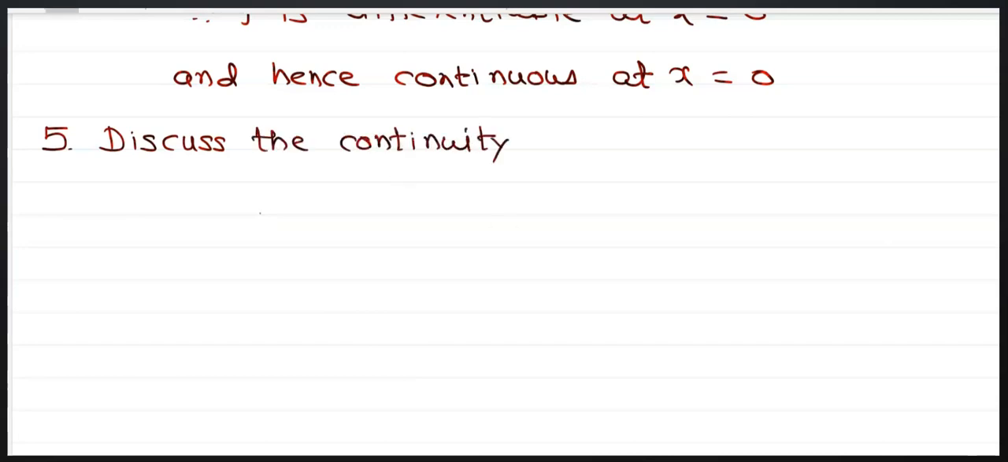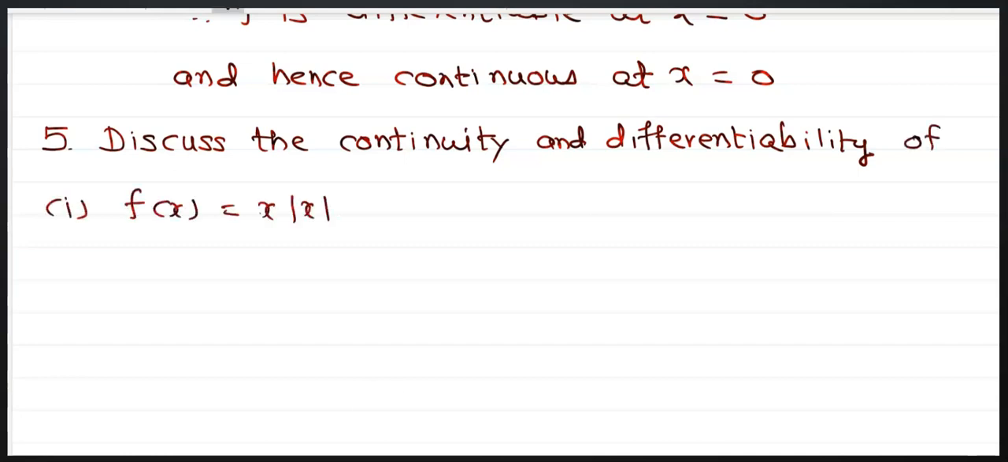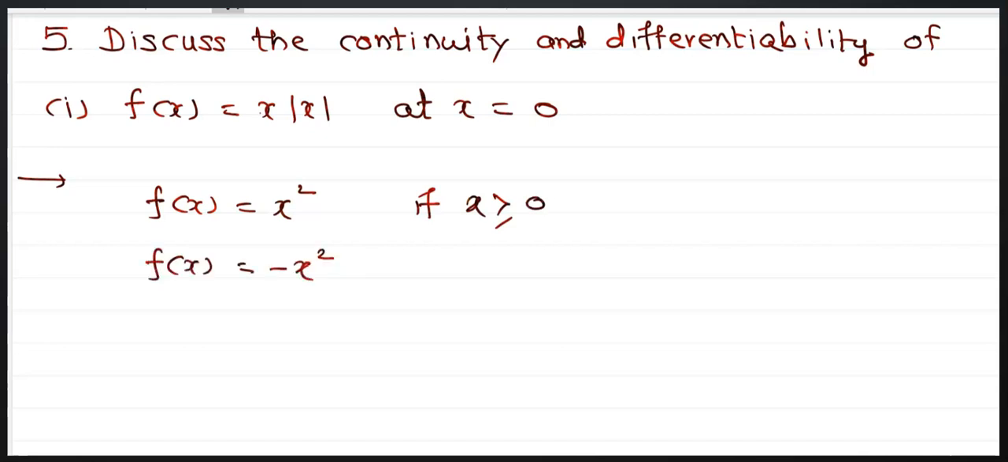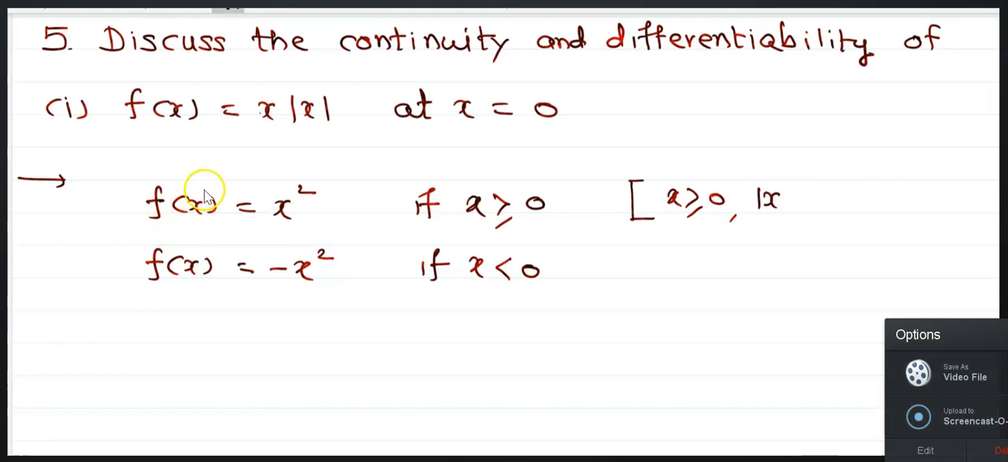Discuss the continuity and the differentiability of f of x is equals to x mod of x at x is equals to 0. That is, f of x is equals to x square if x is greater than or equal to 0, and f of x is equals to minus x square if x is negative. Now first of all, here we have the mod of x, and mod of x is equals to x if x is positive. It means that x is greater than or equal to 0.